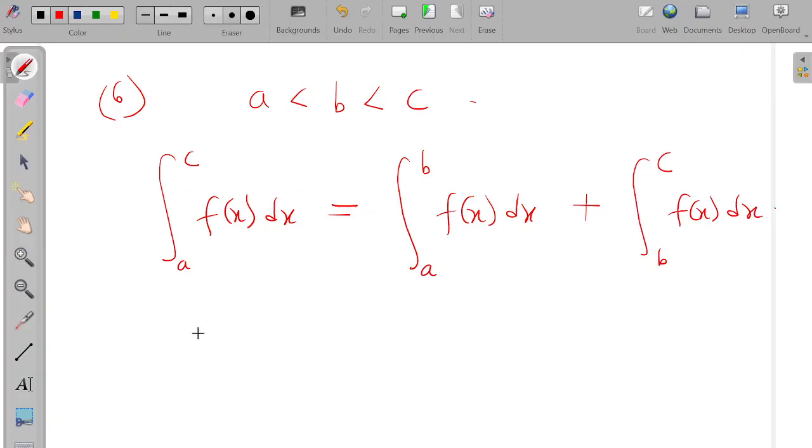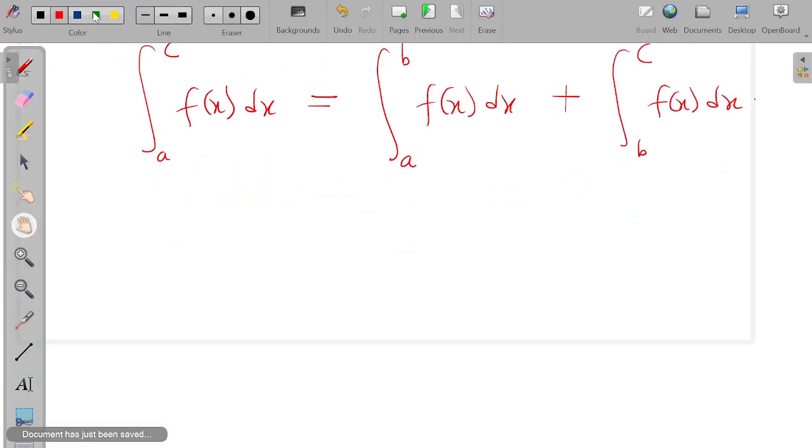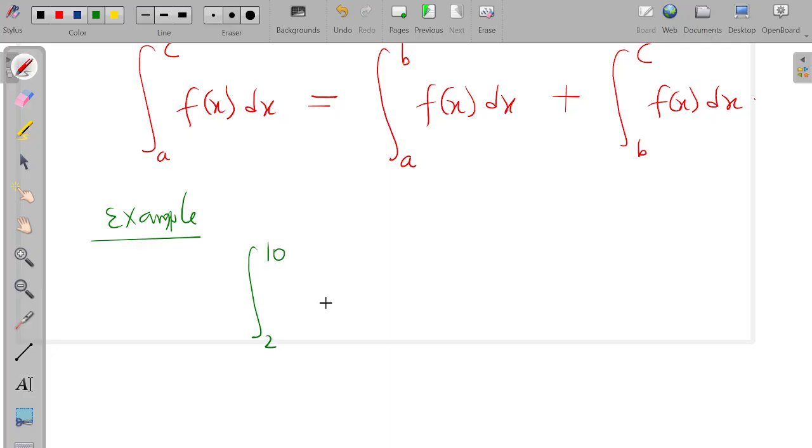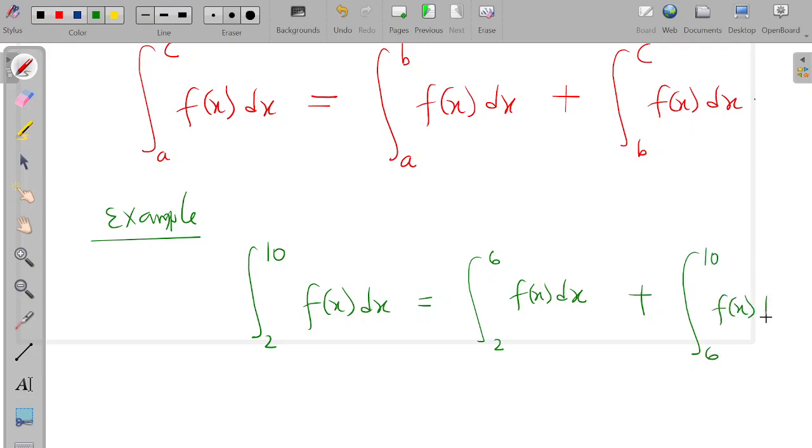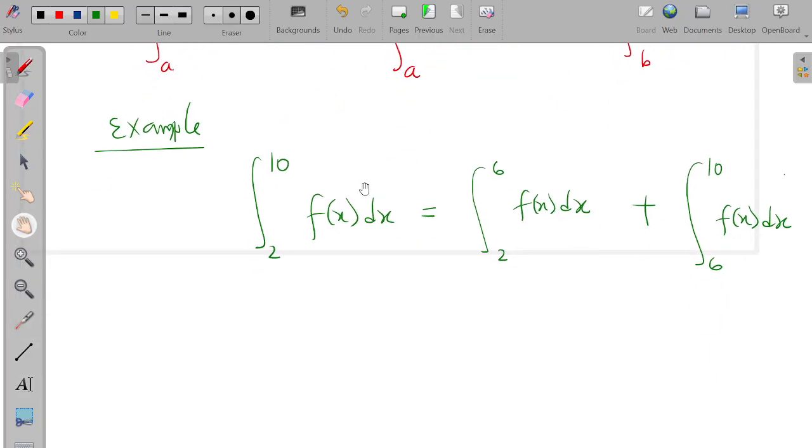So when we are integrating, for example, a function from 2 to 10, I can break it and say I'm integrating from 2 to 6 of that function, and then I can add the remaining one from 6 to 10 of that function, and I will still get the same thing. That is what we are saying. Please take note of that.